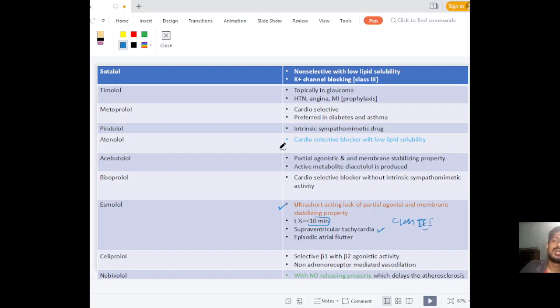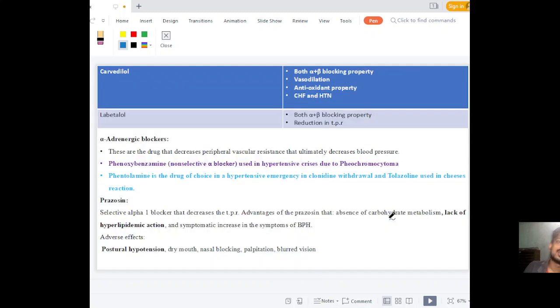Atenolol is cardioselective. Sotalol is non-selective with low lipid solubility. Timolol is topically used in glaucoma. Nebivolol has a NO releasing property. Carvedilol and labetalol have both alpha and beta blocking properties. Additionally, carvedilol has an antioxidant property. Labetalol has both alpha and beta blocking properties.